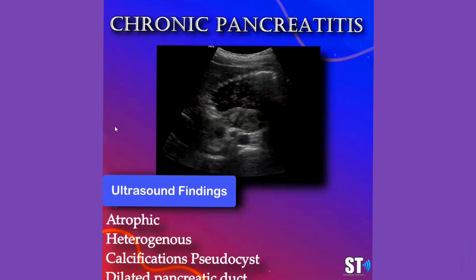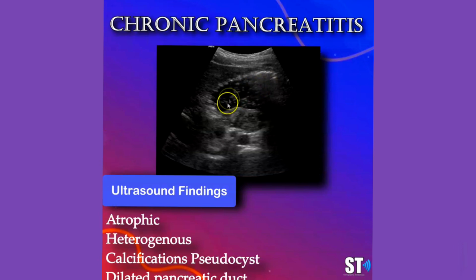Now, in chronic pancreatitis, the gland can become atrophic. It can also appear normal in some cases. It can have areas of heterogeneity, or the entire gland can be heterogeneous. It can have calcifications. Also, pseudocysts develop in 50% of cases of pancreatitis. And you can also see a dilated pancreatic duct.